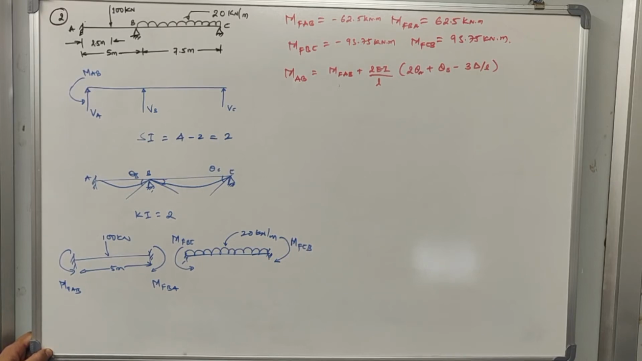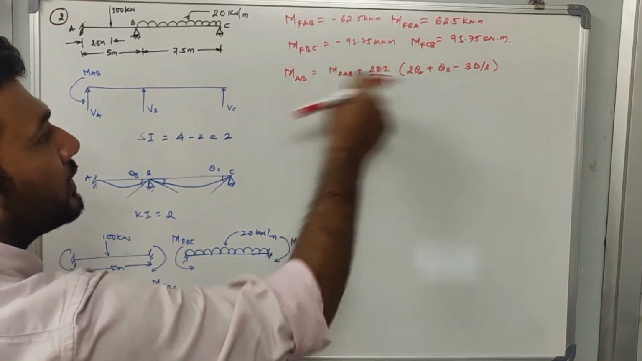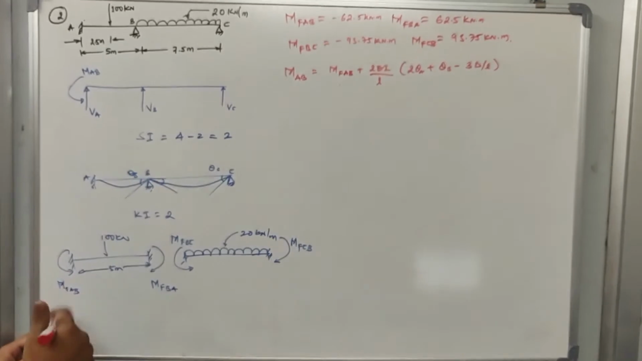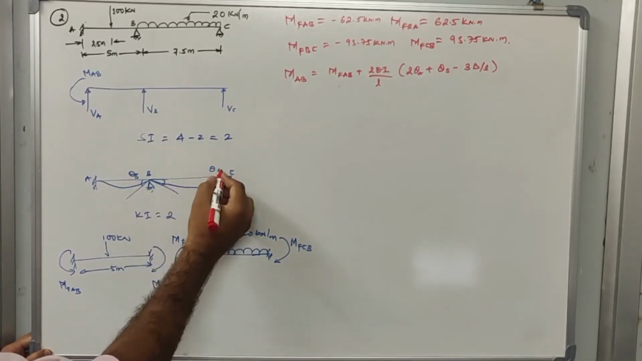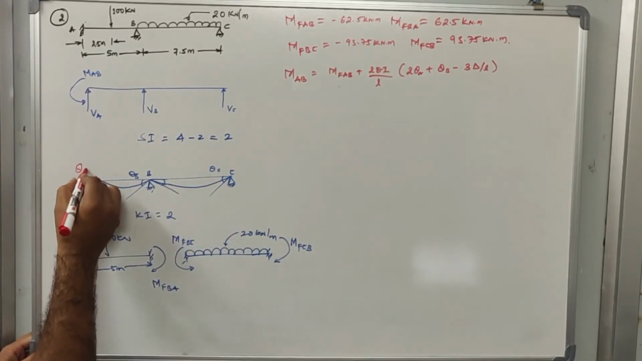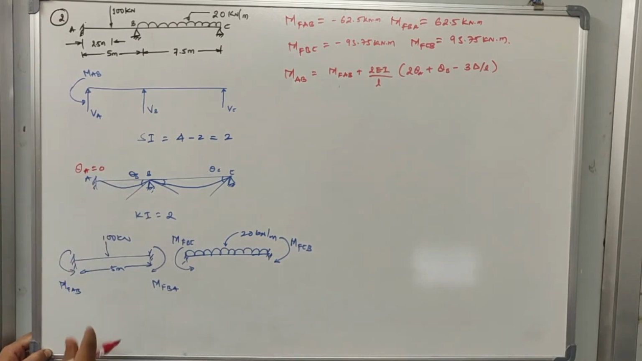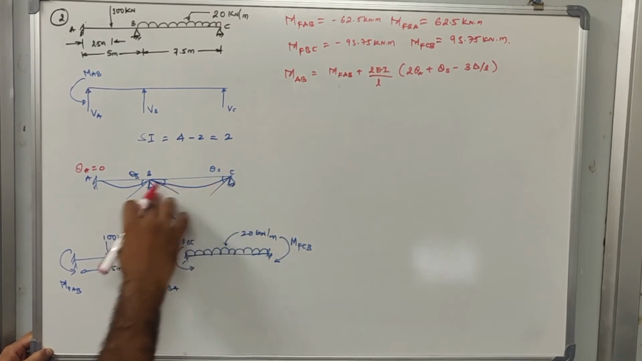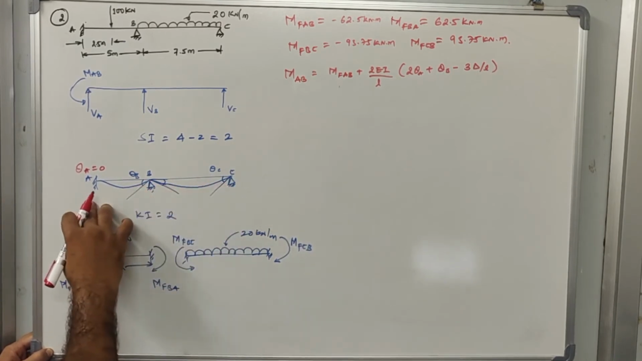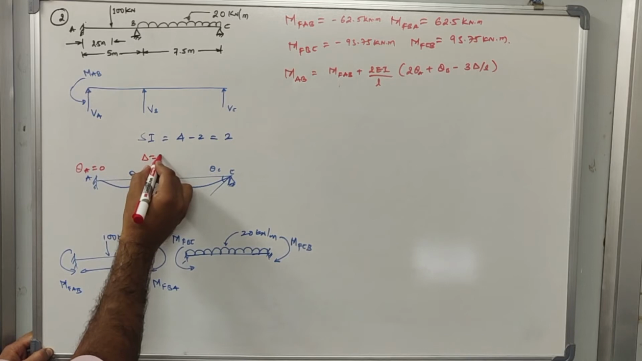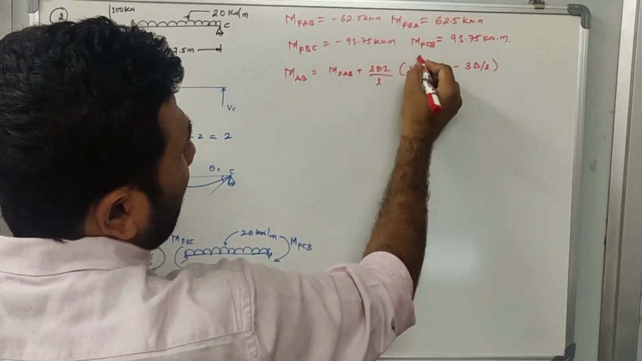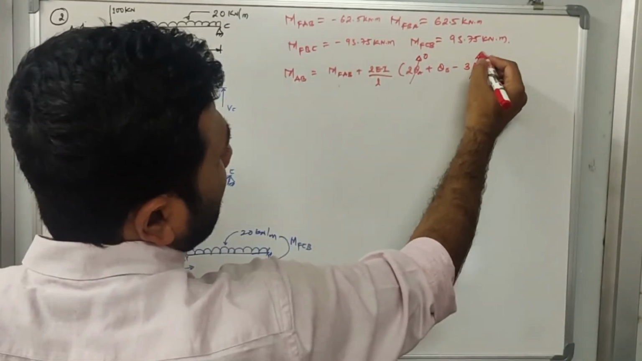Before we move on to this equation, I would briefly like to state some of the known kinematic indeterminacies. We all know theta B and theta C exist, but theta A is equal to 0. Next, there is no deflection or translation taking place in any of the supports, so delta is also equal to 0. Henceforth, for this equation, theta A is equal to 0 and delta is also equal to 0.